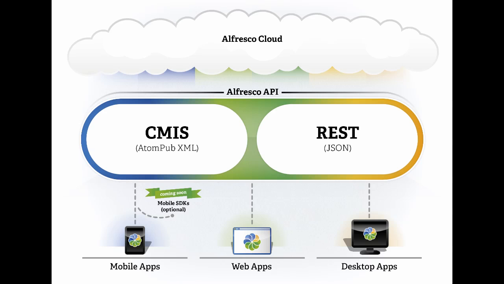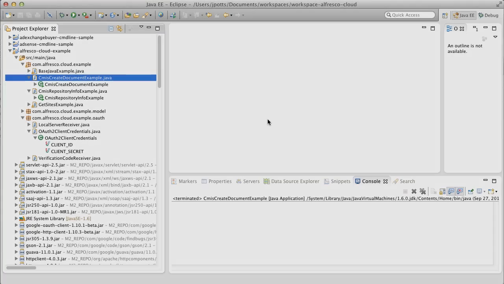Okay, in the last screencast, you saw how to make basic REST calls against the Alfresco API. Now let's do some CMIS calls. The Alfresco API is split into CMIS and Alfresco proprietary REST calls. So it's CMIS for working with documents, and then it's those REST calls for everything else. Let's see how to make some CMIS calls here.